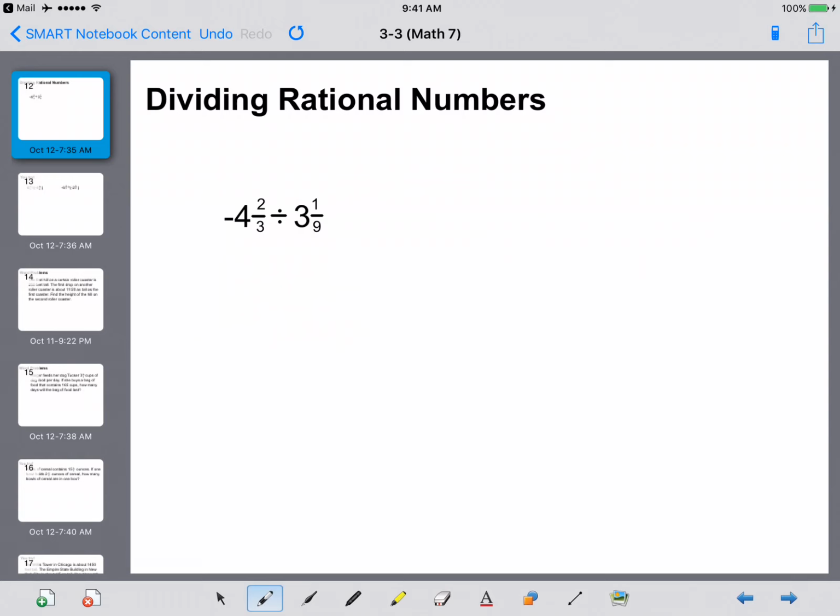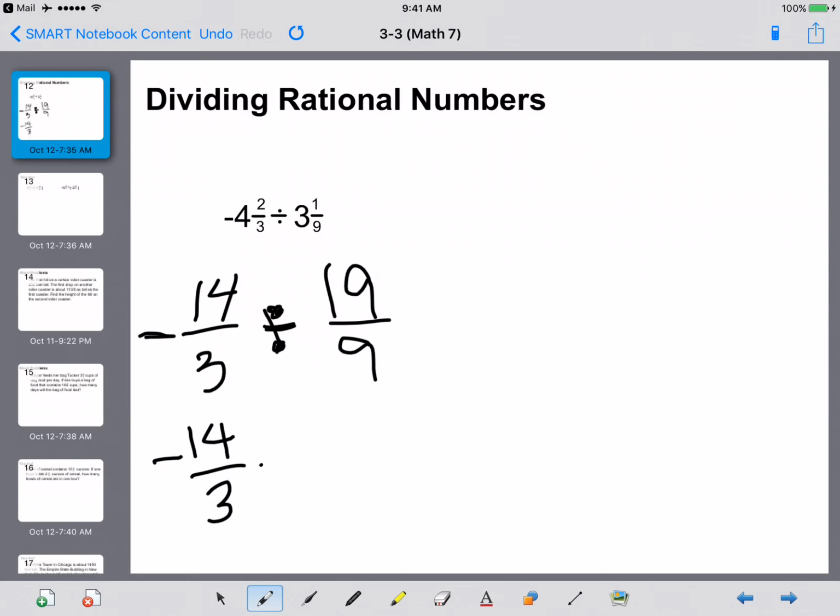So same thing as when we were multiplying mixed numbers, we need to put these into improper fractions. So 4 2/3, 4 times 3 is 12, plus 2 is 14 over 3, and that needs to remain a negative. We're staying with division right now because I'm just simplifying. 3 1/9. 9 times 3 is 27, plus 1 is 28 over 9. Now we're going to turn this into multiplication, so -14 over 3 times 9/19.